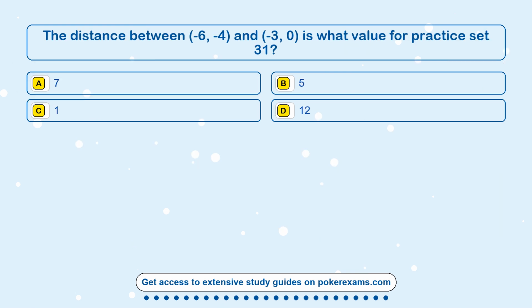Question 16. The distance between -6, -4, and -3, 0, is what value for practice set 31? Option A 7. Option B 5. Option C 1. Option D 12.